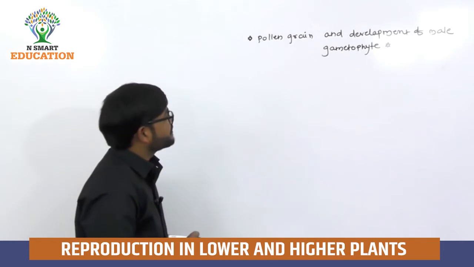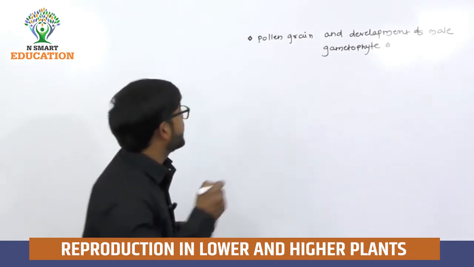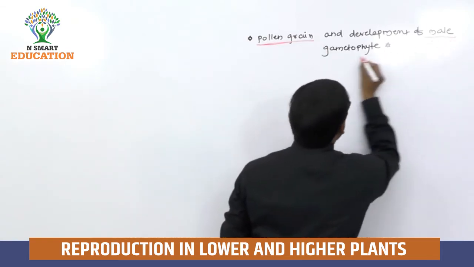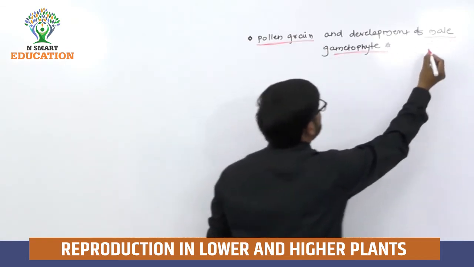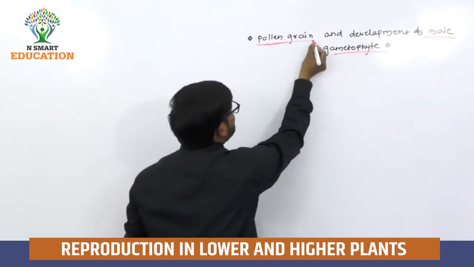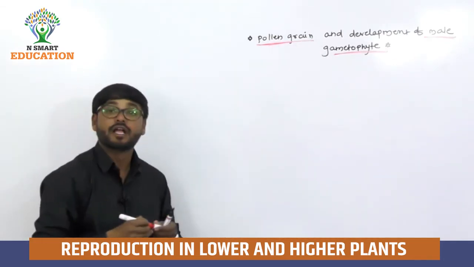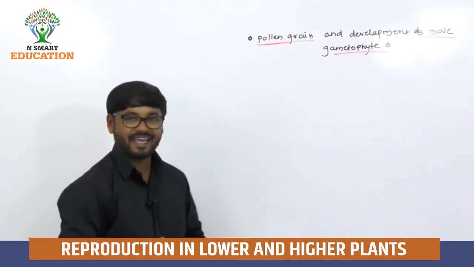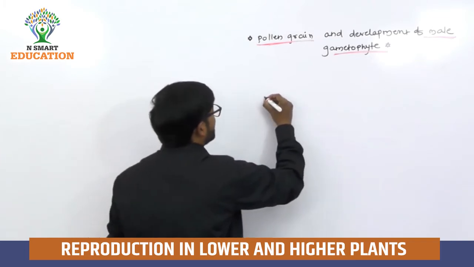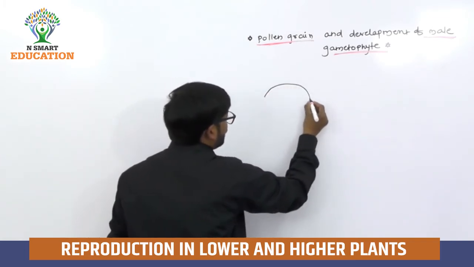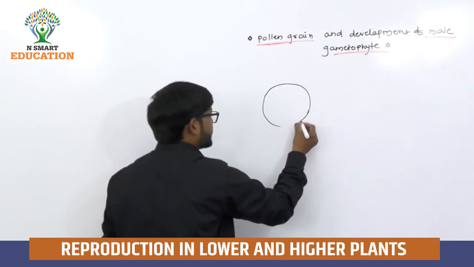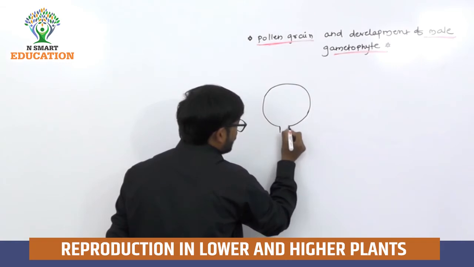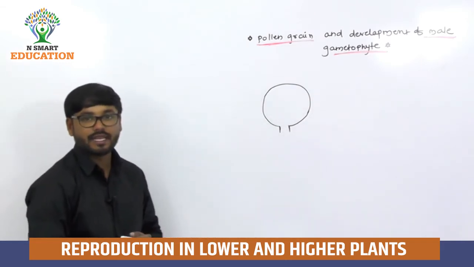I'll underline here: pollen grain, very important, and male gametophyte. These terminologies are very important for the development of male gametophyte. Here is one more important thing. For the pollen grain, I'll draw one structure. This is the pollen grain, and here is a small space.